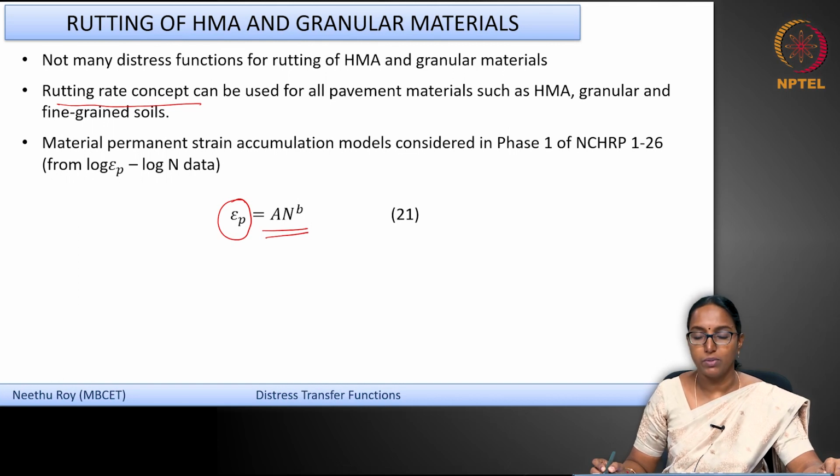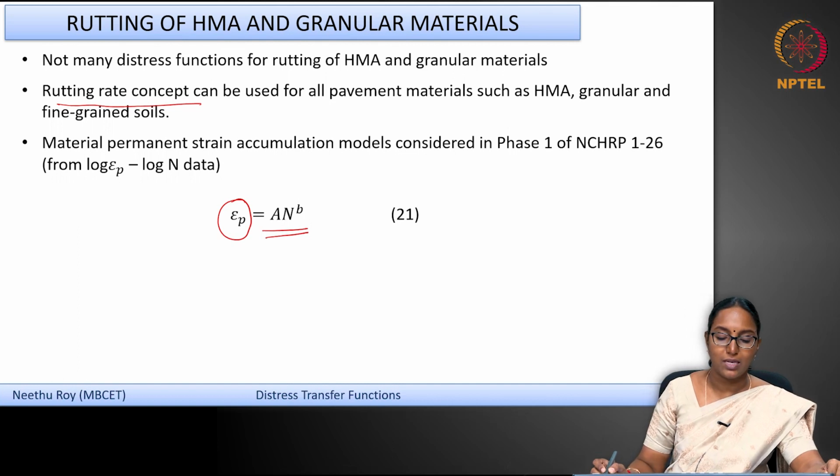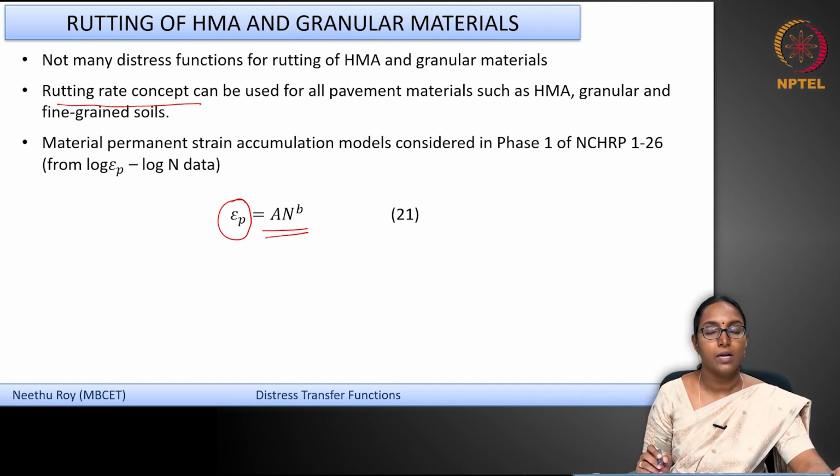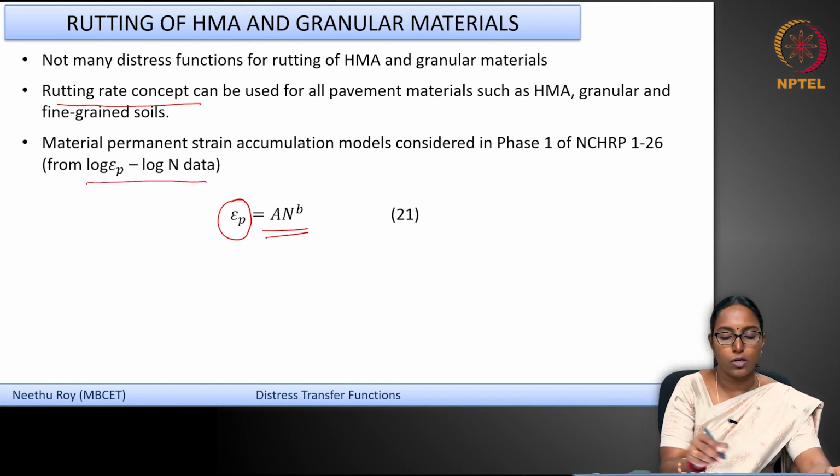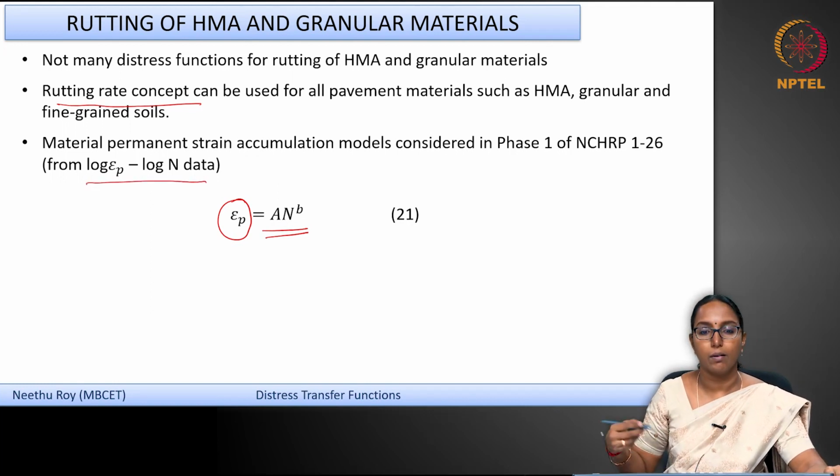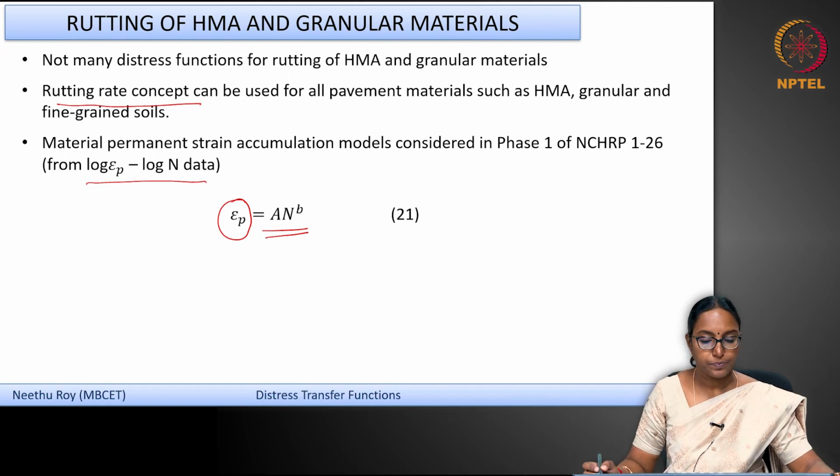So, this was adopted in the NCHRP, National Cooperative Highway Research Project, and this expression is derived from an experimental study of a material and from the log epsilon P log n data, where n is the number of load repetitions. Okay. So, this expression actually represents the permanent strain that is accumulated in a material when loaded with n cycles.